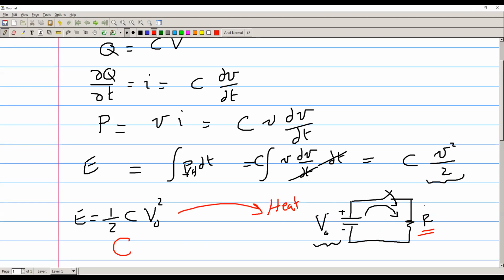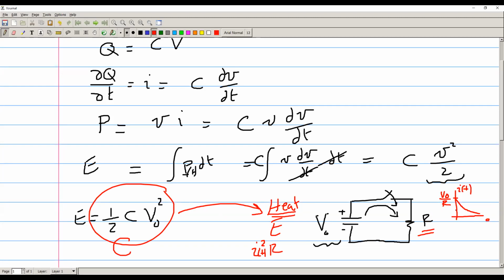If I let the capacitor discharge completely down to 0, then this exact total energy E will be converted to heat. This heat will be I squared R or V squared over R, but I here is dependent on time. It's going to start from a maximum of V naught over R and go all the way down to 0. This is I of t.